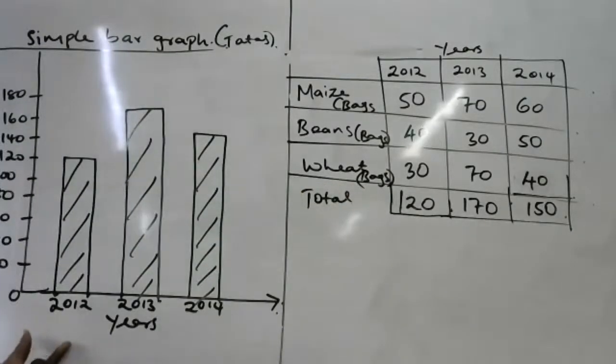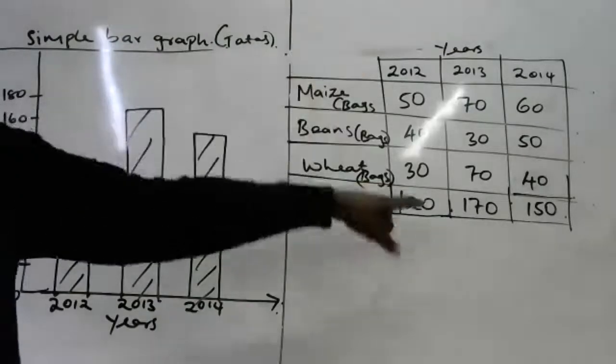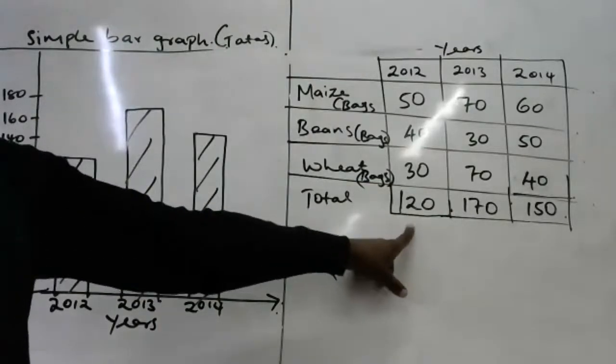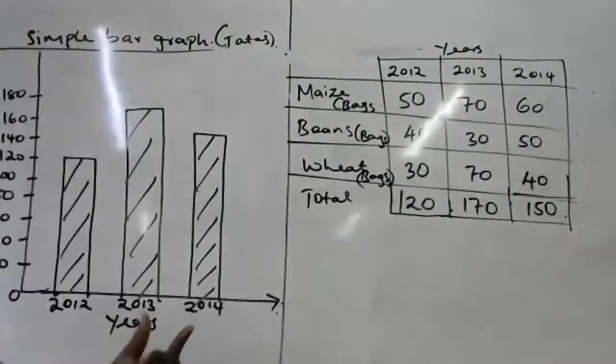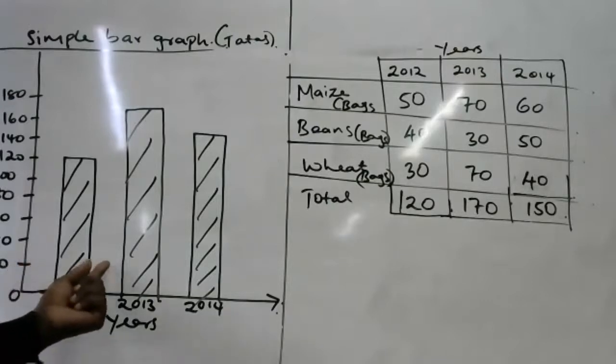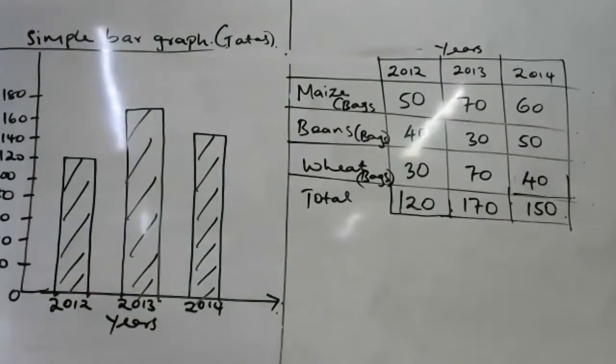So for each particular year, we are going to have only one bar. If you are given the data like this, the totals will not be given, so you just add to get the totals, and then you draw it like that. On the x-axis, we normally don't have a scale. It is a matter of making sure that the bars are of the same width, and the spacing between one and the next is uniform or constant. That is a simple bar graph.